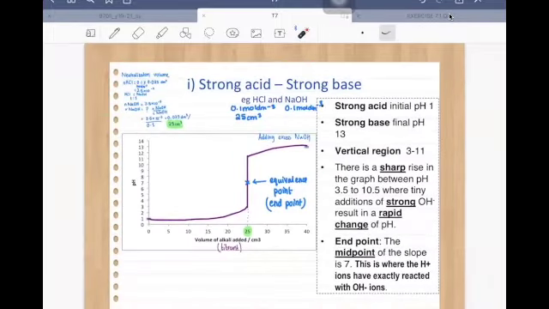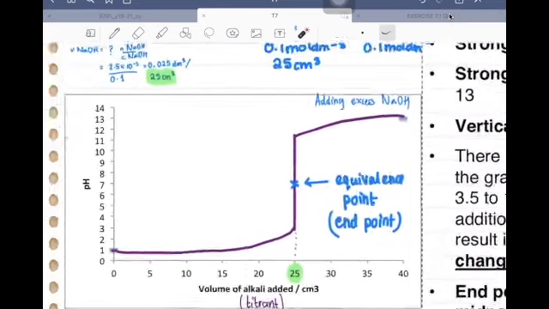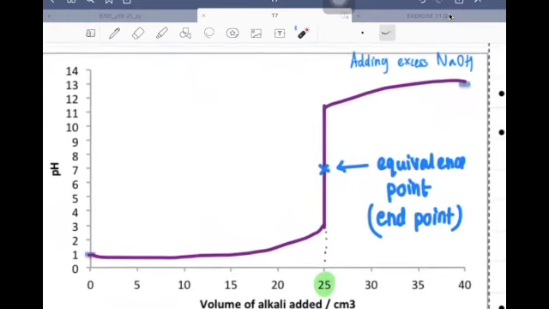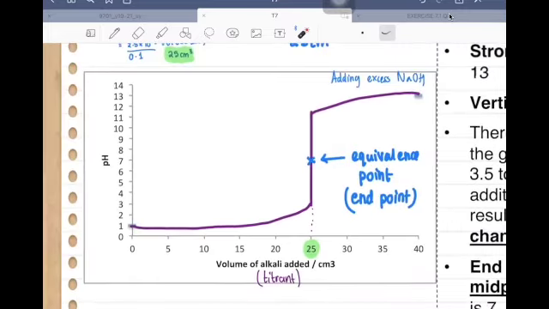We'll talk about the indicator later on. Since we're talking about the graph, you want your indicator to change color near the equivalence point. That makes sense, right? You want your indicator to change color at this neutralization point because that's the only way to get the signal to tell you stop, the reaction has reached neutralization. So we'll talk about that later on.